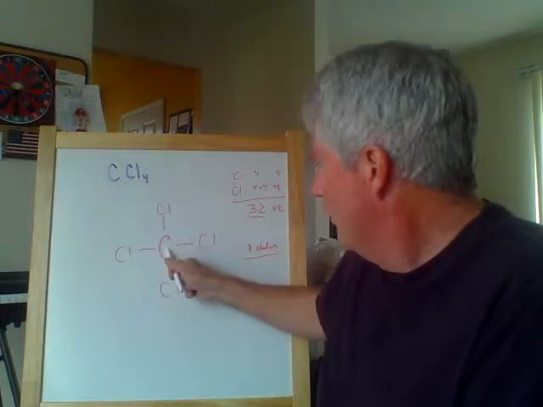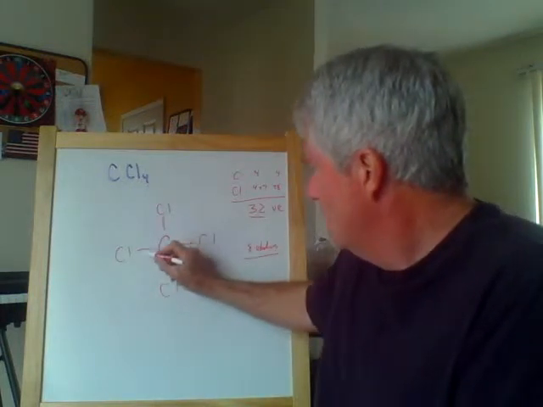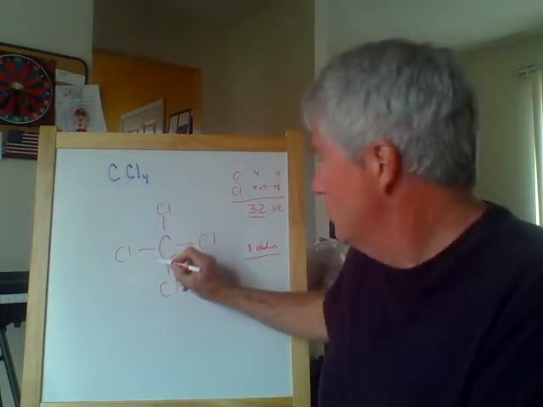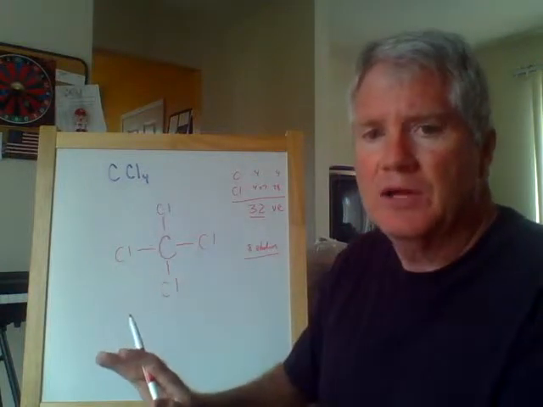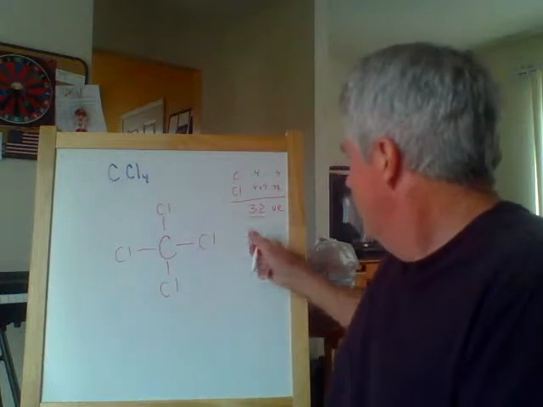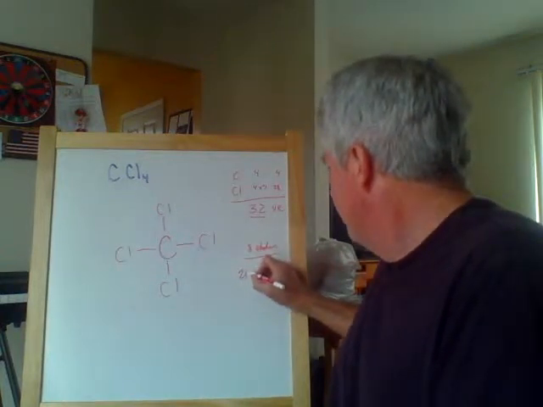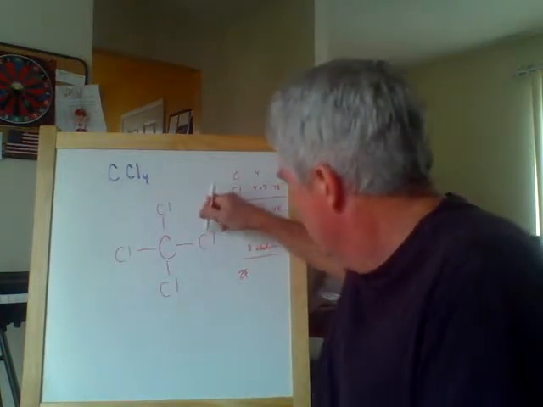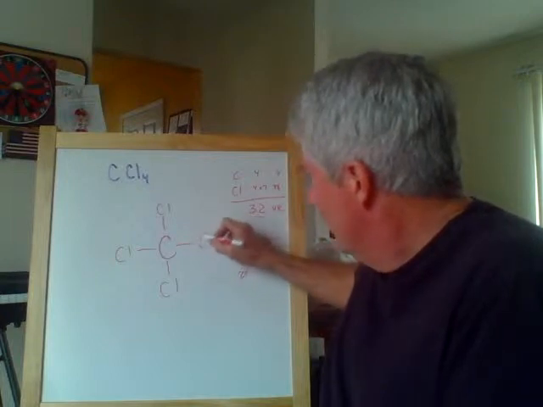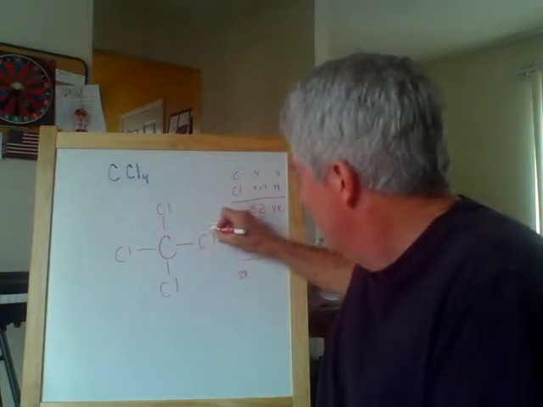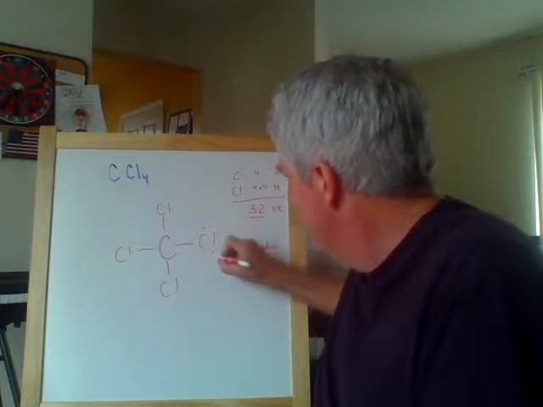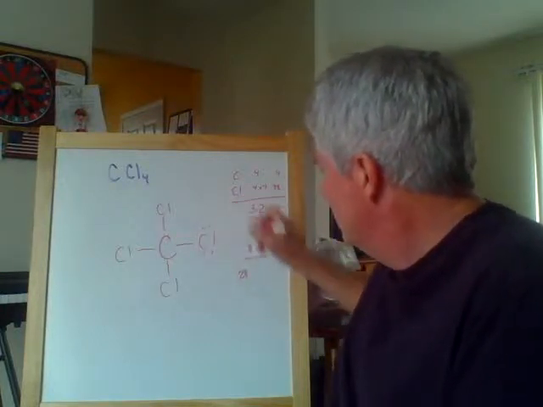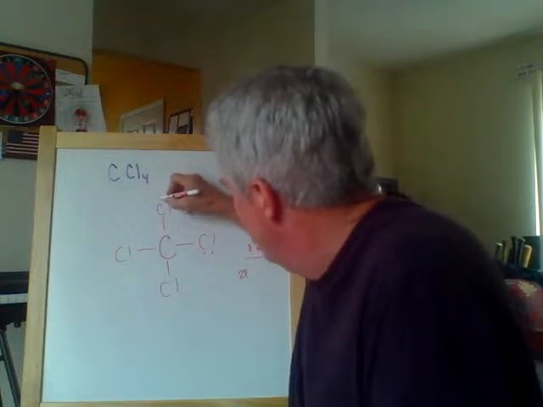We want all these atoms to have 8 electrons around them. First of all, carbon already has 8 the way I've drawn it, because each of these lines represents 2 electrons: 2, 4, 6, 8. So carbon's fine, and I'm not going to add any electrons around it. But we have 24 left. Each chlorine so far only has 2, so I'm going to add pairs of electrons around this chlorine atom: 1, 2, 3, 4, 5, 6. And I'll do the same thing here.